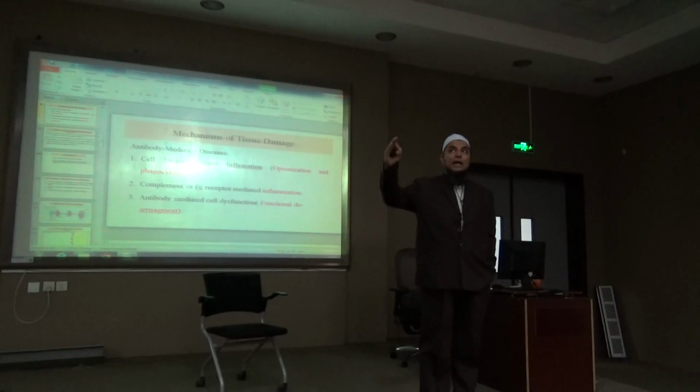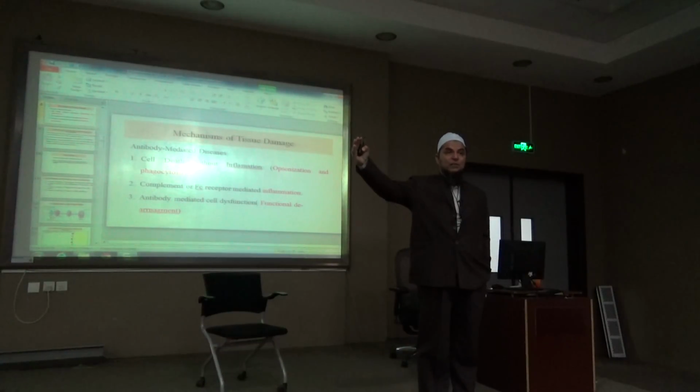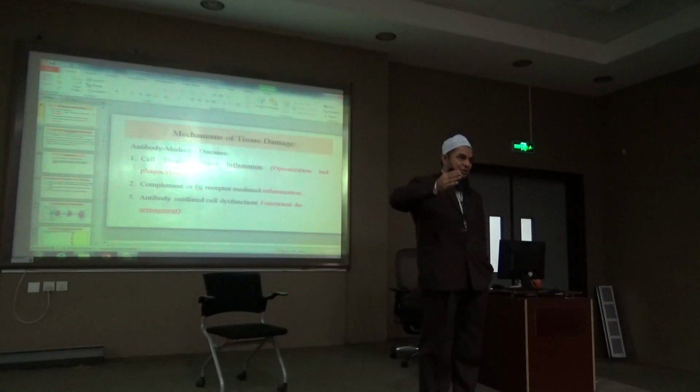Clear? So type 1 hypersensitivity was IgE mediated, type 2 hypersensitivity is IgG and IgM mediated. Tamam? In type 1 hypersensitivity, a pre-sensitized host is required. In type 2 hypersensitivity, there is MHC presentation of a short peptide of the antigen.